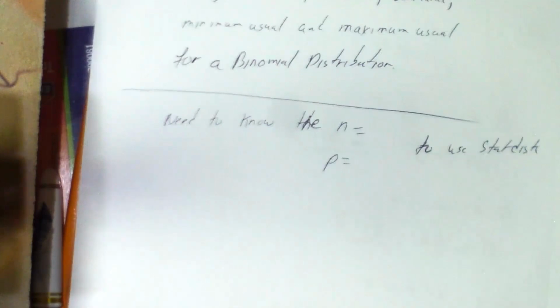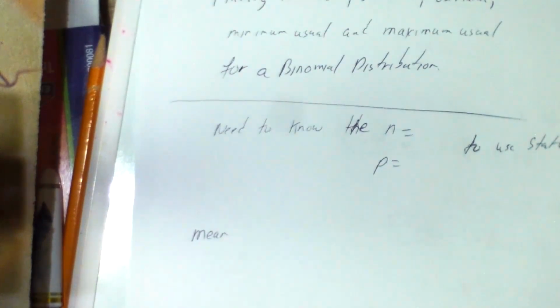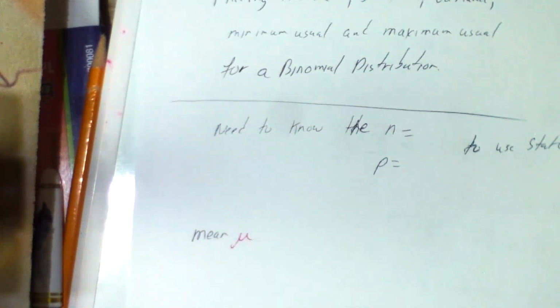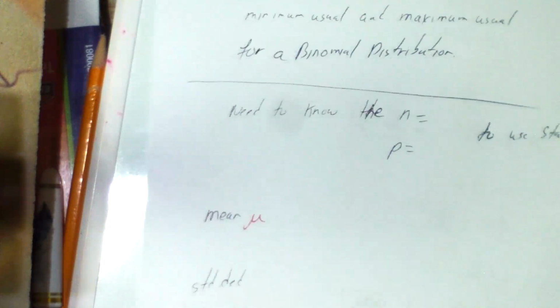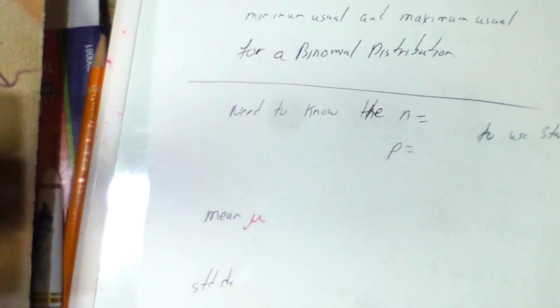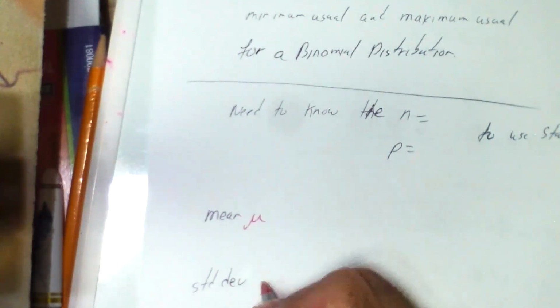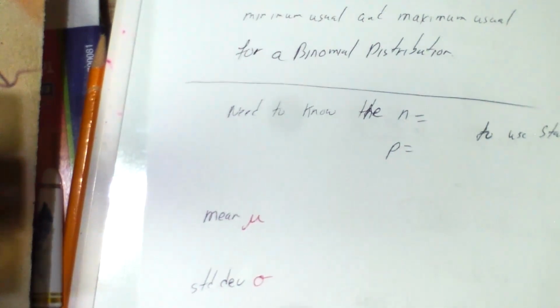All right, so my mean, remember the symbol, mean is mu, standard deviation is sigma, and variance is sigma squared.